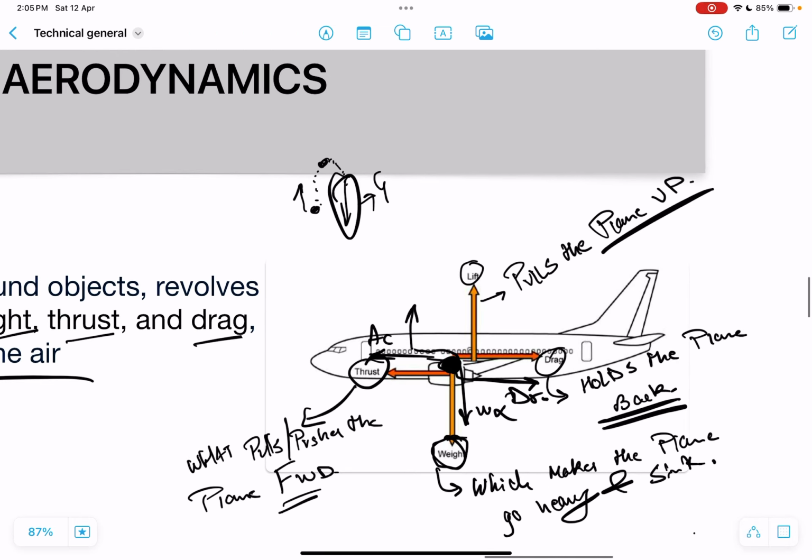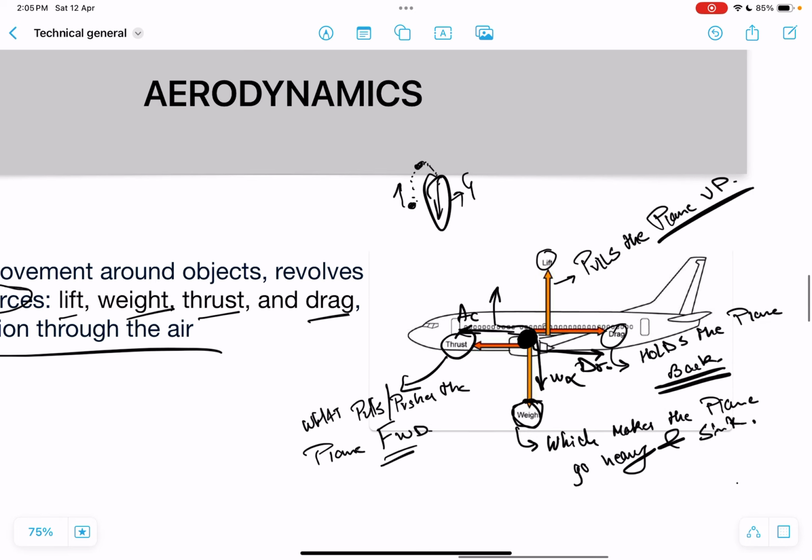So if you want to move forward, you need to have more thrust than drag. Otherwise the plane will keep on slowing down, and no matter how much thrust you're putting in, it's not going to give the optimum output. Same goes for lift and weight, and that is why the CG is very important. Once you start going for the POH, or when you start your training, you will understand why CG is so important for the aircraft.